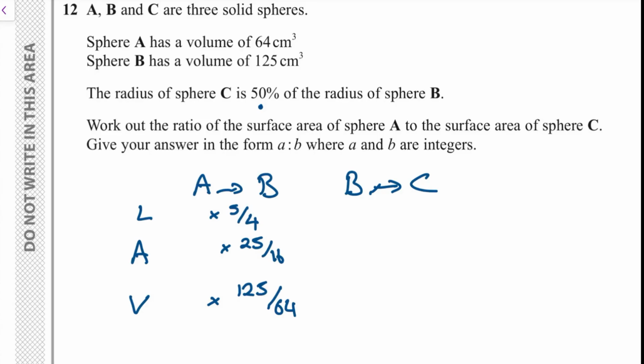In other words, to get from B to C, I'm going to multiply this by 1/2, which means the area is 1/4, and it means the volume is 1/8. Work out the ratio of the surface area. So I care about this line here.